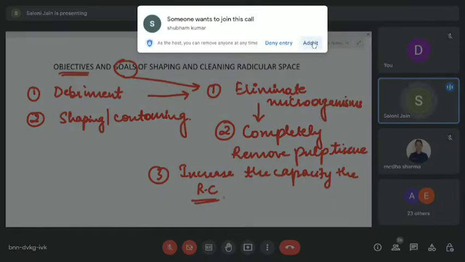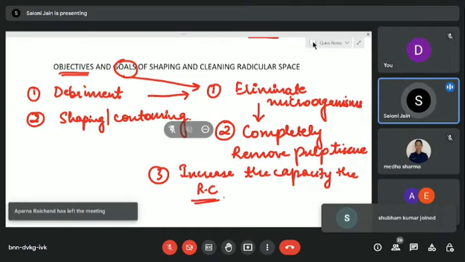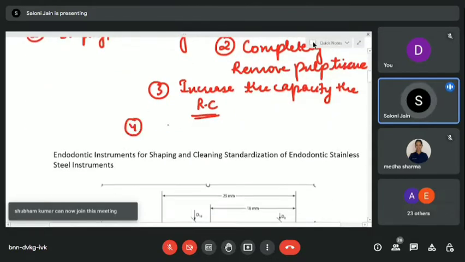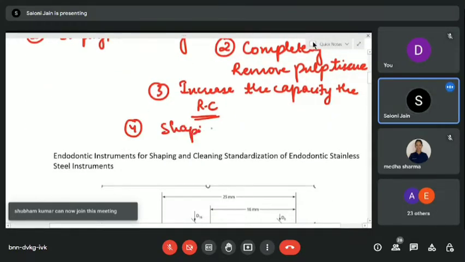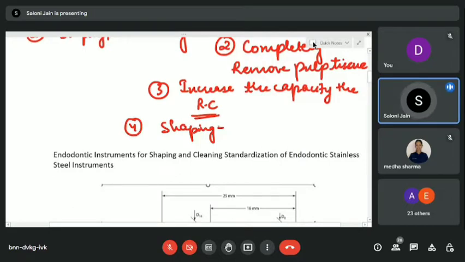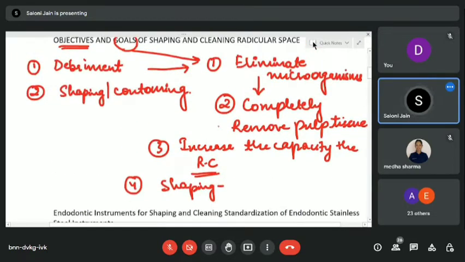And the fourth thing is to shape the root canal to receive obturating material, easier to fill and fit. The fourth objective being shaping or contouring of the canal so that you receive an obturating material like the gutta percha. As we all know, the most common obturating material is gutta percha, so that it is easier to fill in the canal or easier to fit in the canal. So these are the primary objectives of cleaning and shaping of the root canal.